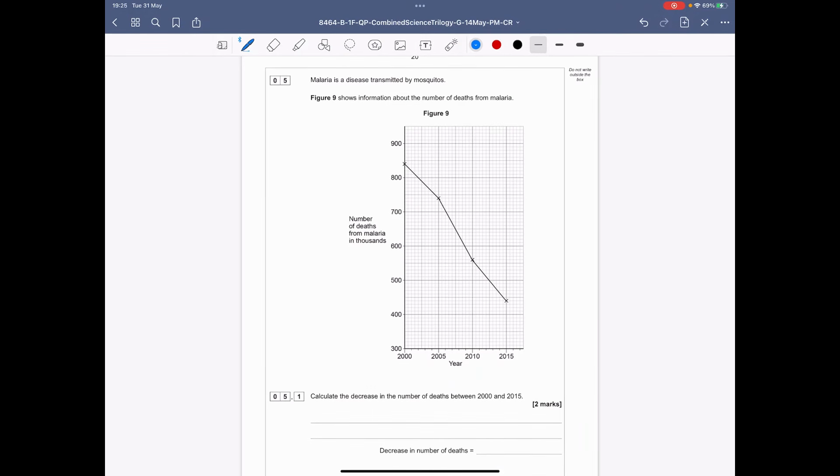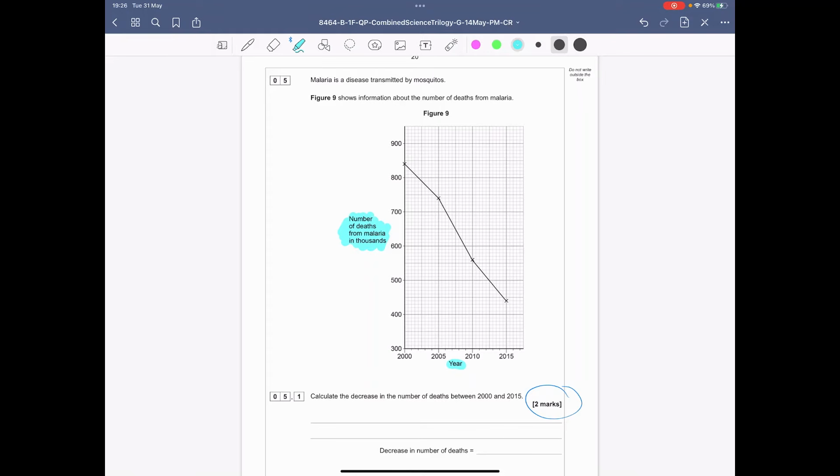Question 5 then. Malaria is a disease transmitted by mosquitoes. Figure 9 shows information about the number of deaths from malaria. Calculate the decrease in the number of deaths between 2000 and 2015. 2 marks. So this is when it becomes important to read the graph axes carefully.